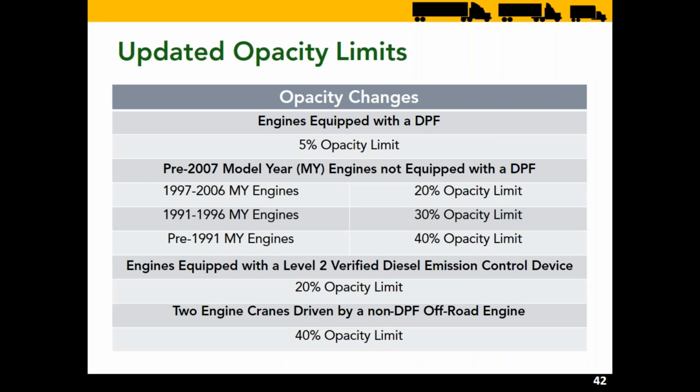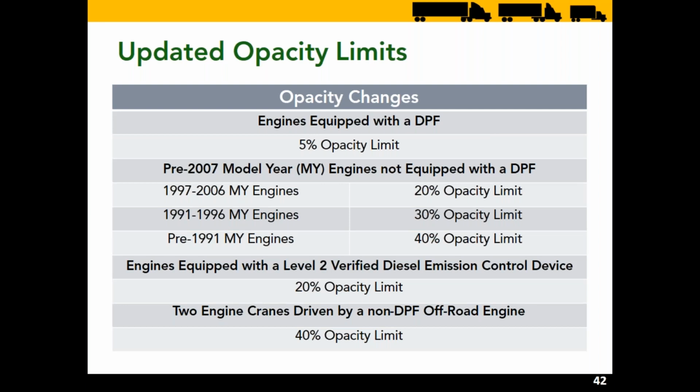So this is what the new opacity limits have been lowered to. As you can see, most of the engines that are equipped with DPFs now have to meet an opacity limit of 5%. This is because if your DPF is functioning correctly, it should be emitting less than 1%. A DPF that's operating correctly is certified to remove 99.9% of particulates. So if it's emitting more than about 2%, there's probably an issue like a crack in the filter material of your DPF.